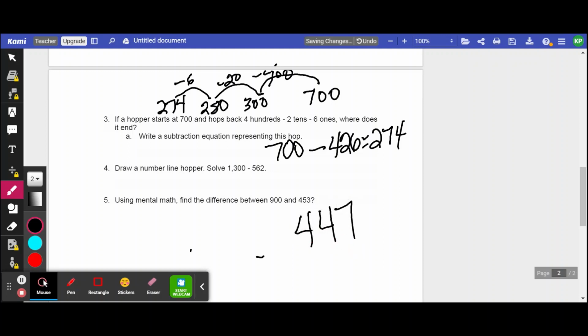And you can always check that, right? With inverse operations, we can add. So we can add 7 plus 3 is 10. So we'd put a 0, carry a 1. So 1 plus 4 is 5, plus 5 is 10, put the 0, carry a 1. Then we've got 1 plus 4 is 5, plus 4 is 9, 900. So that's it. So 447 is what you should have gotten when you did that mentally.